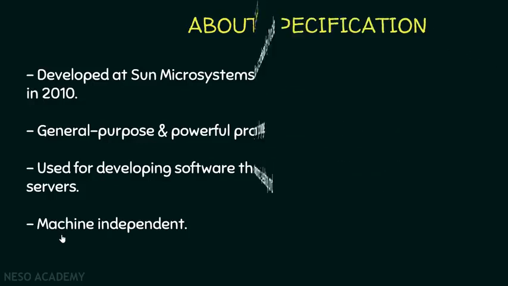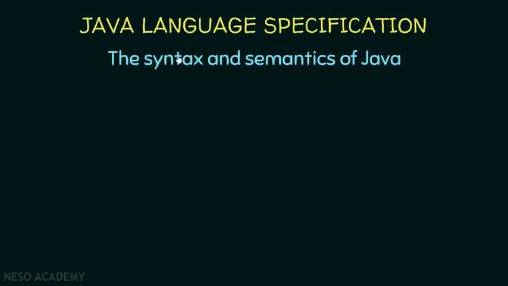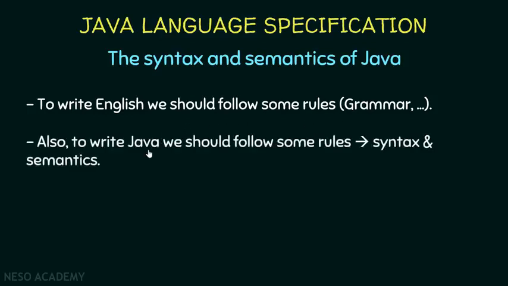So now let's see what do we mean by Java language specification. It's basically the syntax and semantics of Java. So what do you mean by this? Let me give you an example. If we want to write English, we should follow some rules, right? For example, the grammar rules. The same thing applies to Java. If we want to write Java, we should follow some rules. And we have the syntax rules and the semantics rules.